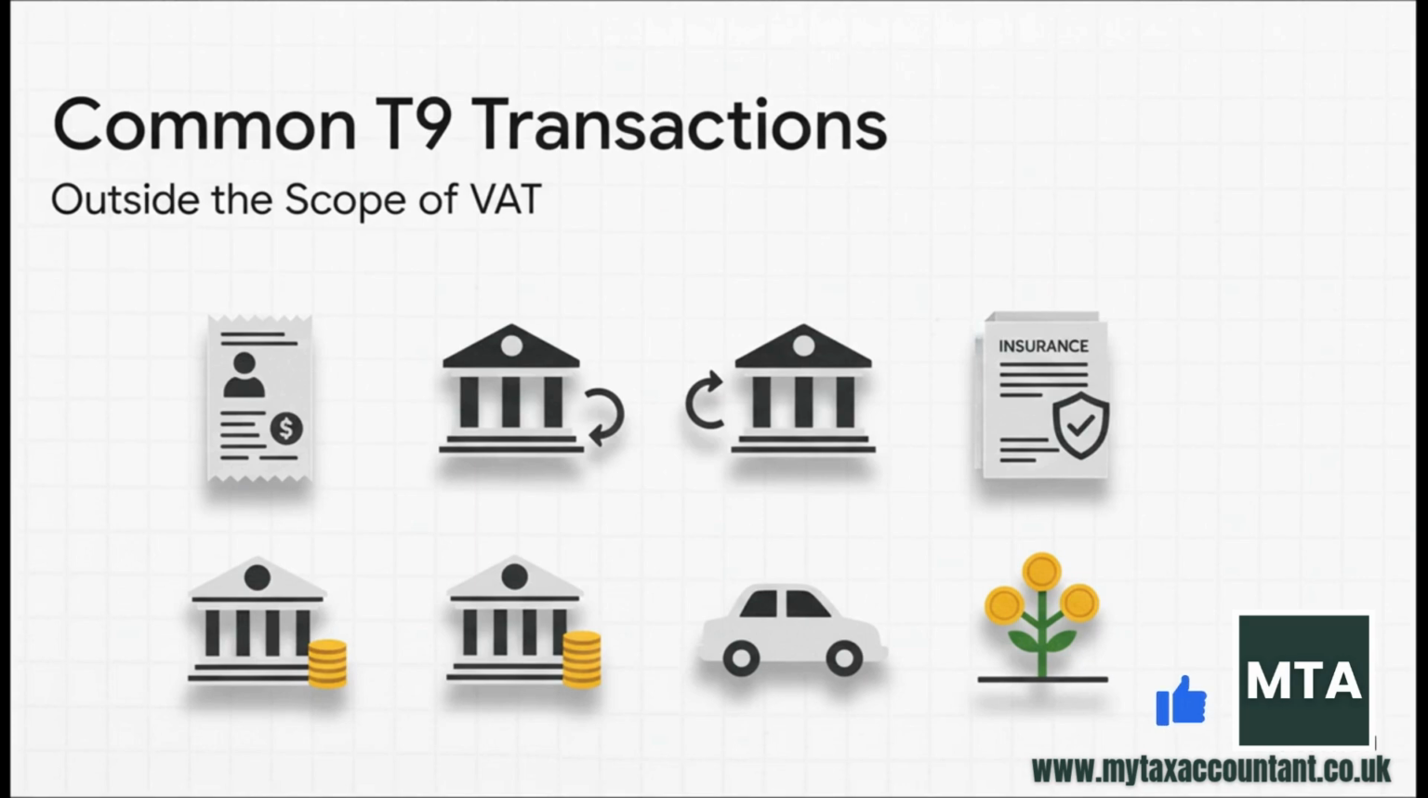So what does outside the scope actually look like in your day-to-day business life? Well, it's a lot of the standard stuff, actually. Paying your team's wages, shifting money between your own bank accounts, getting a payout from an insurance claim, paying your tax bill to HMRC, or receiving dividends. None of these things are part of the VAT system at all.